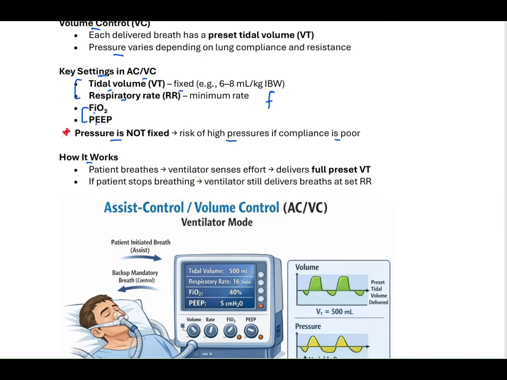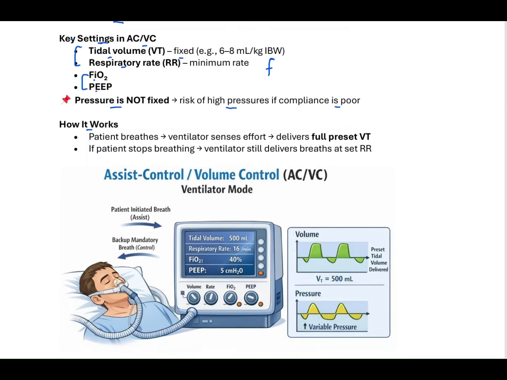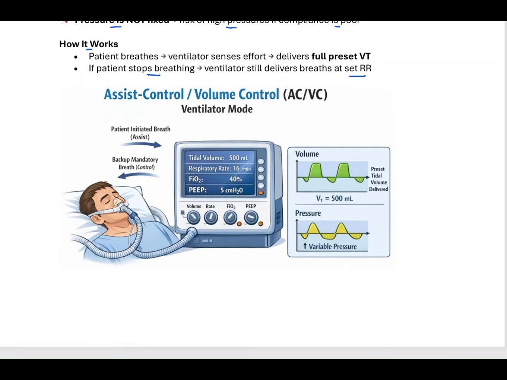The patient breathes, and the ventilator senses those efforts. What's the ventilator going to do? Because you already set your tidal volume, the ventilator will deliver the full preset tidal volume. And of course, if the patient stops breathing, you already have your set rate, so the ventilator will still deliver breaths at the rate that you already set. And this is just an image showing the assist control, volume control ventilator mode.